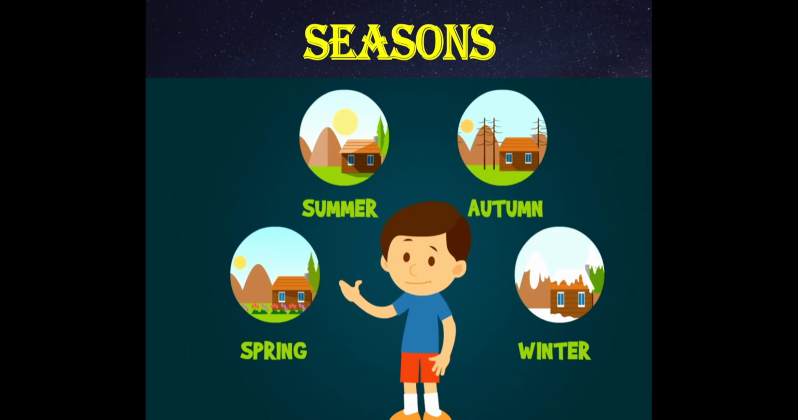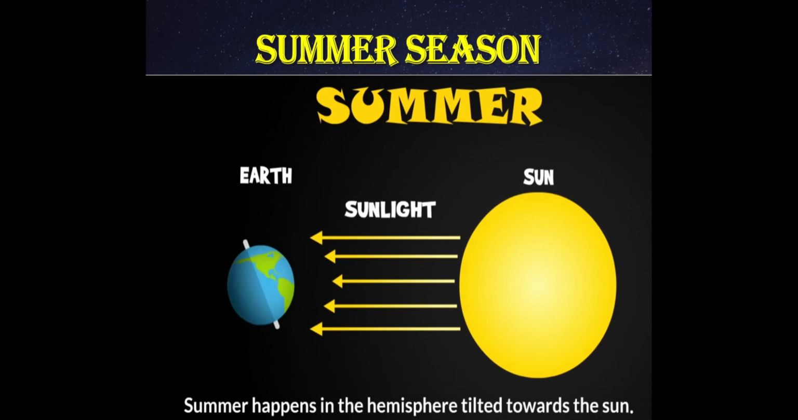Between polar and tropical regions, temperature, day length, and rainfall change throughout the year. These changes give rise to different seasons. There are 4 seasons on our planet, that is summer, winter, spring, and autumn. Let's first see the summer and winter seasons.